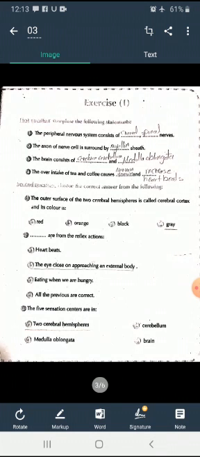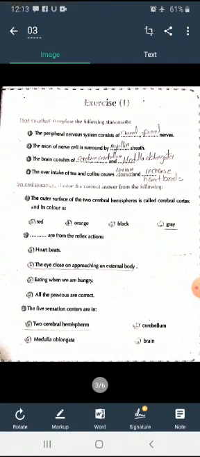Question number 2, choose the correct answer. Number 1, the outer surface of 2 cerebral hemisphere is called the cerebral cortex and its color is gray. Number 2, dot from the reflex action. From these choices هختار طبعا number 2, the eye close and approaching an external body. Number 3, the 5 sensation center are located in 2 cerebral hemisphere.